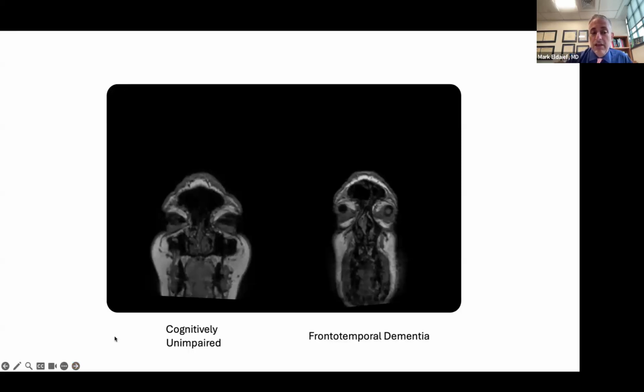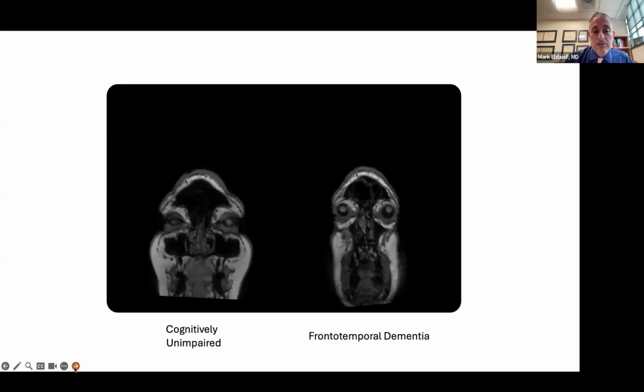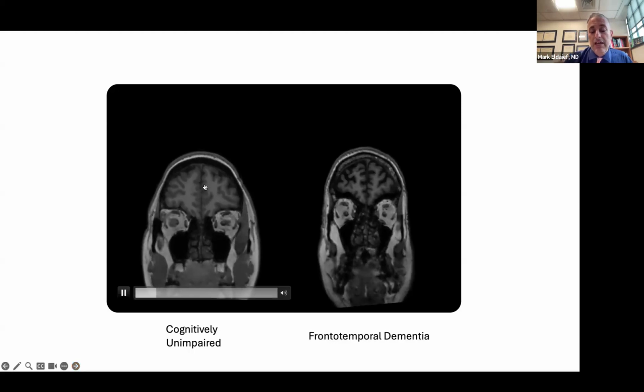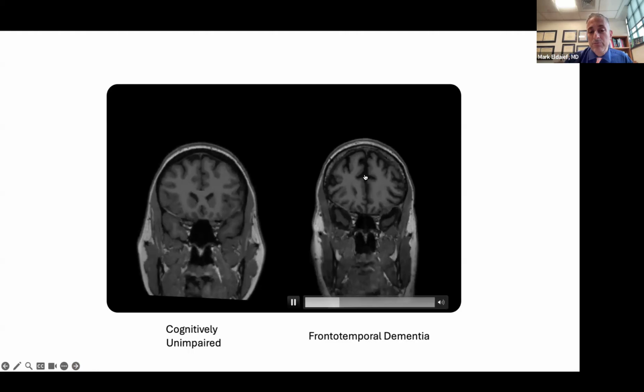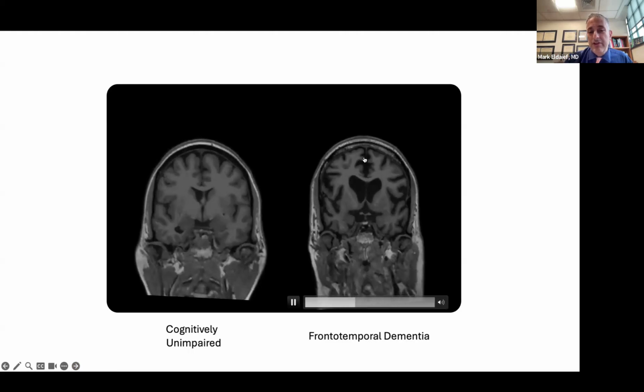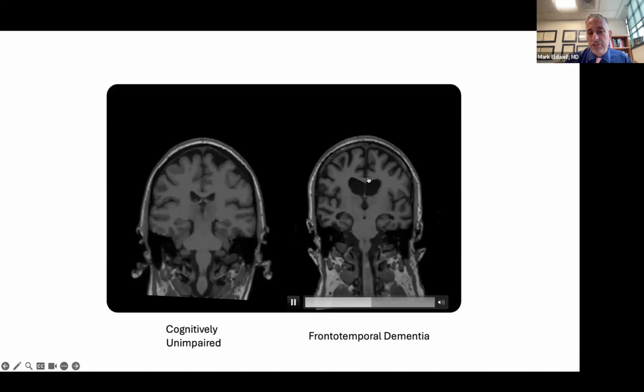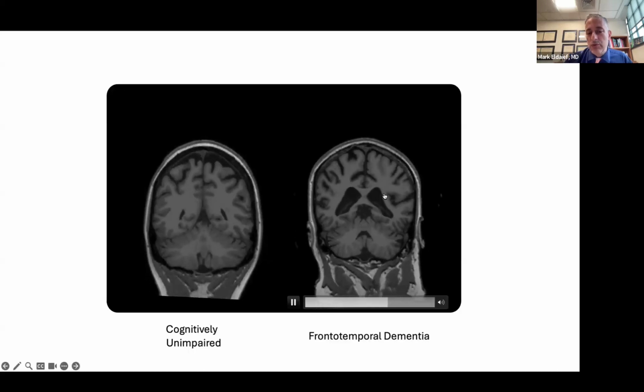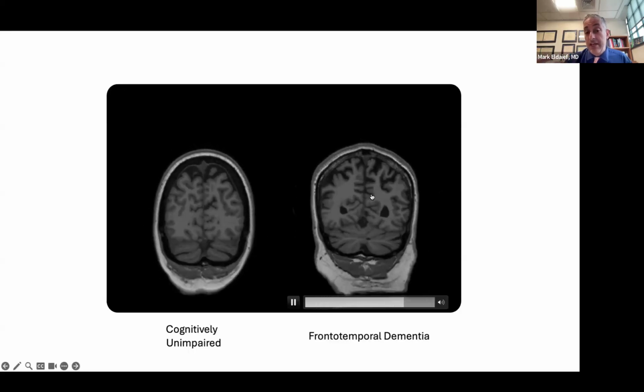And so we're going to go through these images, starting at the very front and going all the way to the back of their head. So here we go. You can see on the left that this is a normal, fully packed brain. And you can see on the right that there's a lot of space in between the ridges of the brain. These dark holes, which are the ventricles of the brain, have expanded.